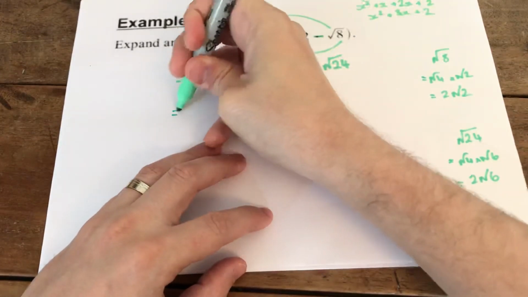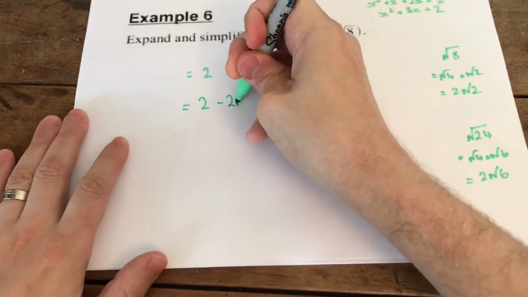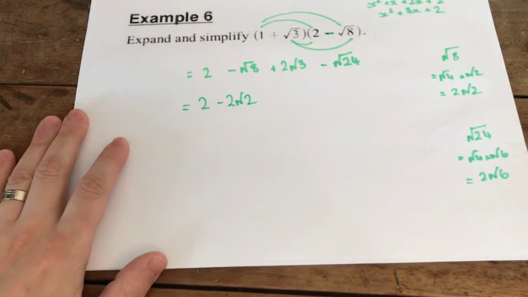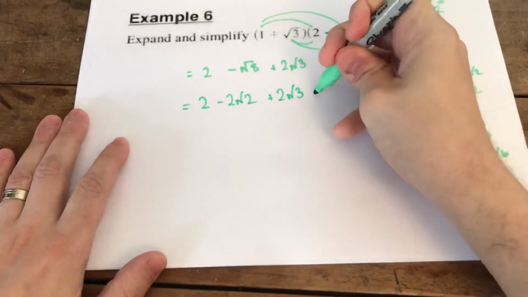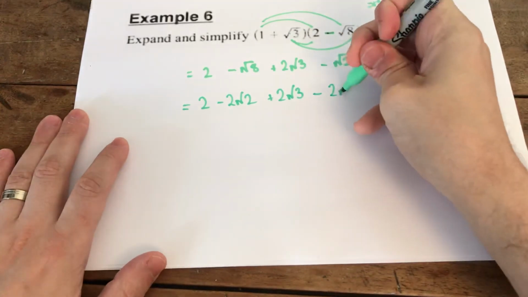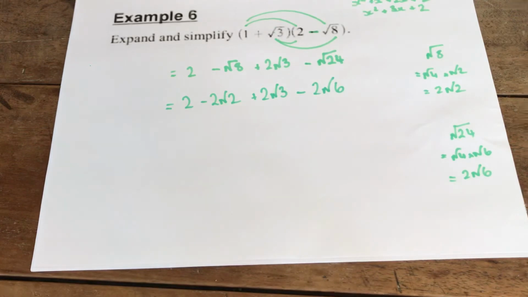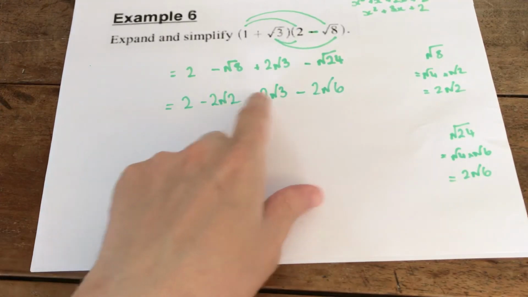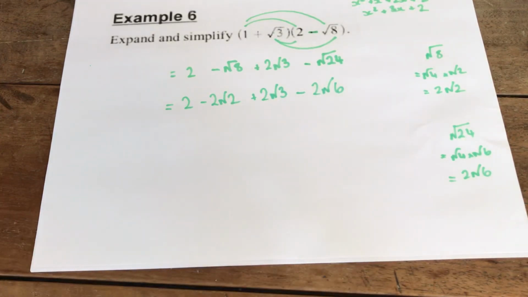And in my next line I substitute in the simplified values, so I've got 2 minus 2 root 2 plus 2 root 3 minus 2 root 6. I then have a look at this. Can I add together any of my surds? I cannot, so that is my final answer. If I could add together my surds or subtract my surds, I would do that. Remember, to do that you have to have the same number under the square root sign. In this case I do not, so that is my final answer.